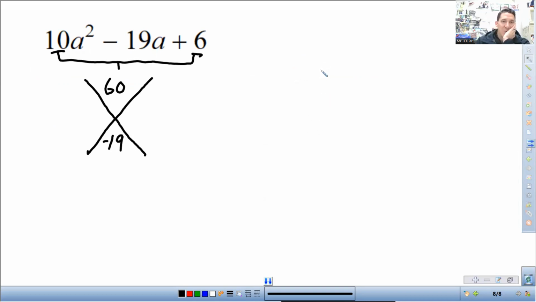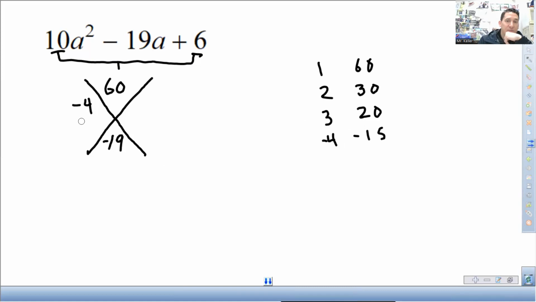So the pairs that multiply to get 60: 1 and 60, that's not going to do it. 2 and 30, that's not going to do it. 3 and 20, we're getting closer, but I'm not going to get 19 out of that. 4 and 15. 4 plus 15 is 19. It needs to be negative, so it's going to be negative 4 and negative 15. Here's where the shortcut comes in.